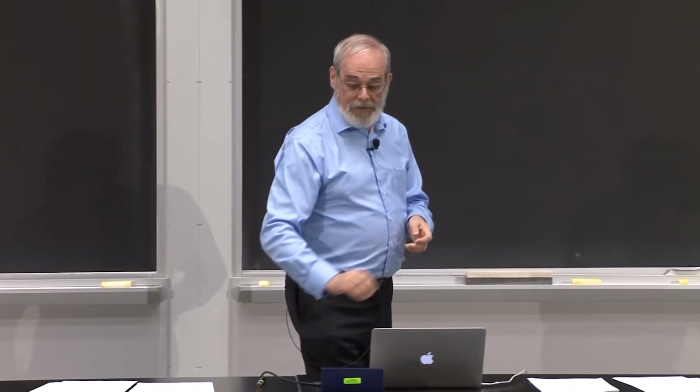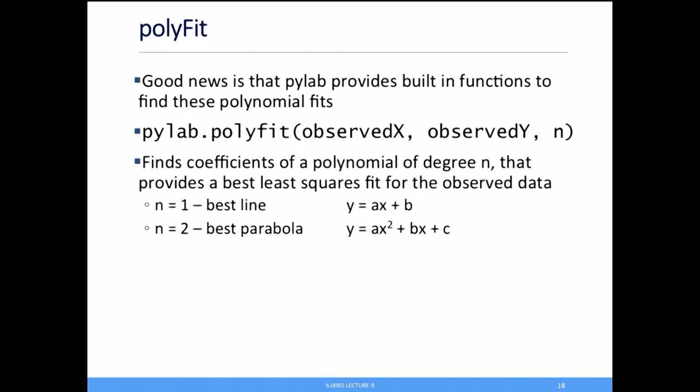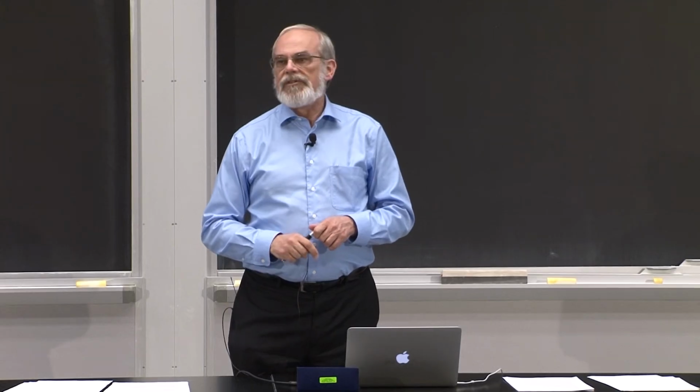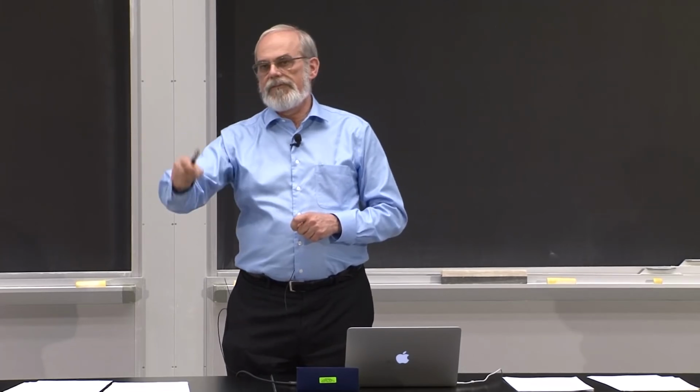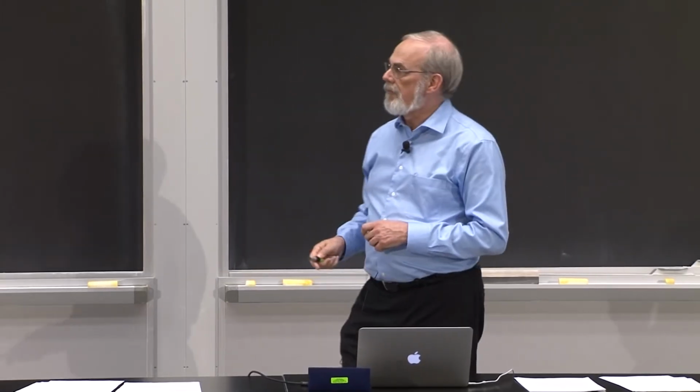So in PyLab, there is a built-in function called polyfit. It takes a collection of x values and a collection of y values of equal length. They need to be the same length. I'm going to assume they're arrays. And it takes an integer n, which is the degree of fit that I want to apply. What polyfit will do is find the coefficients of a polynomial of that degree that provides the best least squares fit. So think of it as polyfit walking along that surface to find the best a and b that will come back.